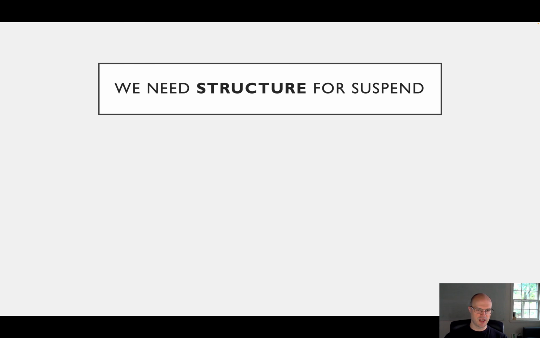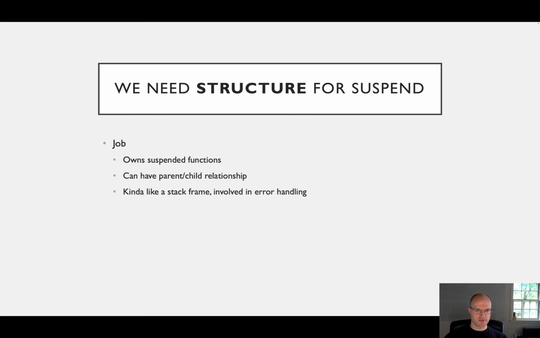We need stuff to help us understand how the suspend code is going to be working. And that's where coroutines come in. Coroutines are the structure for suspend. And there's two parts. The first part is called a job, and this is the owner for suspend work. So anytime you're doing suspend stuff, there ultimately is some job that is the owner object for that suspend stuff. It has the ability to have a parent-child relationship, so you can have sub-jobs of a parent job.